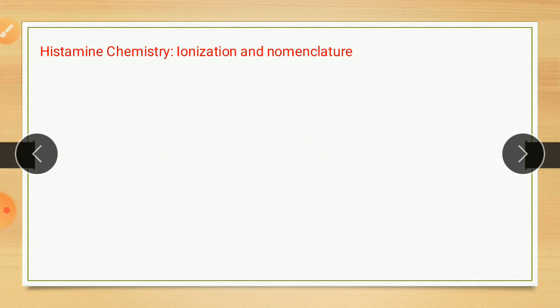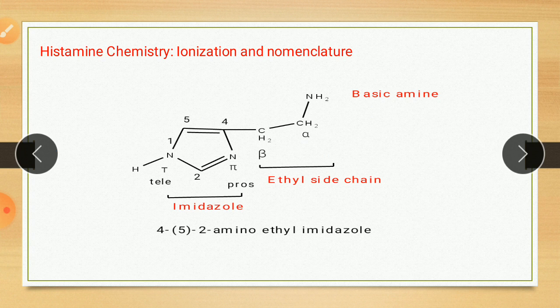So first is histamine: chemistry, ionization and nomenclature. Histamine is known as 4-(2-aminoethyl)imidazole. It is the chemical name of histamine. The structure of histamine is composed of an imidazole ring, and this one is the imidazole ring, and an ethylamine side chain, this one is the ethylamine side chain.